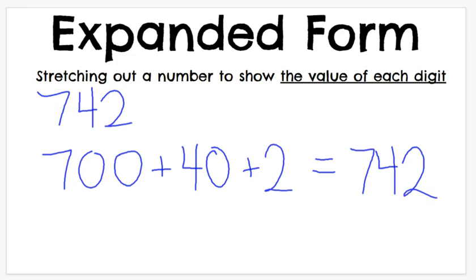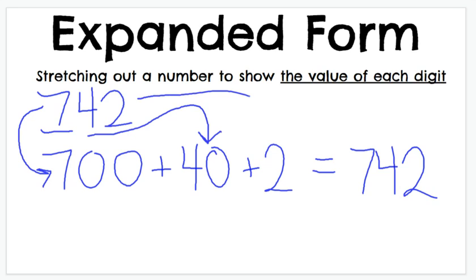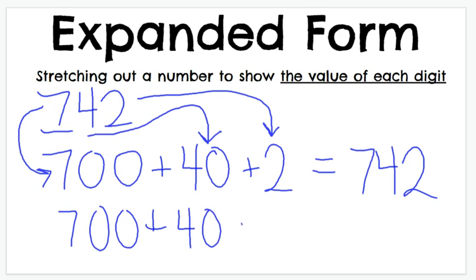So the 7 in my number is worth 700. The 4 in my number is worth 40. And the 2 in my number is worth 2. So I have 700 plus 40 plus 2 to give me 742. We'll practice expanded form again in a second.